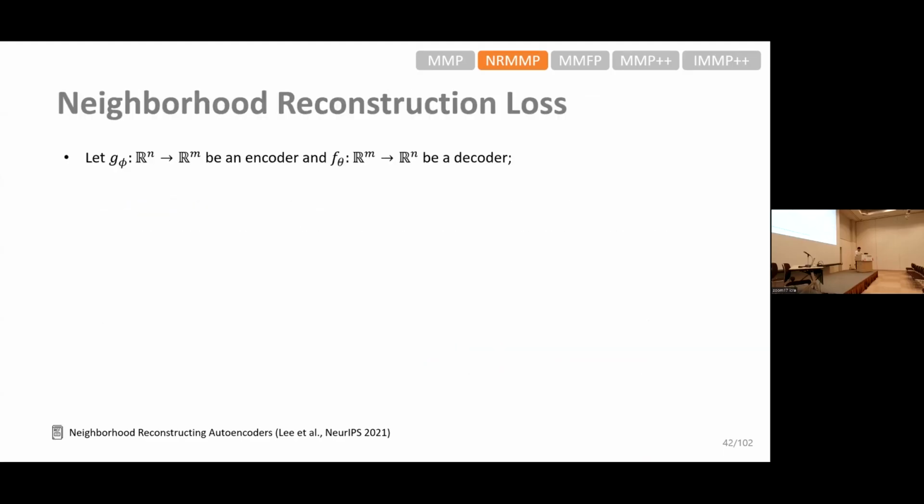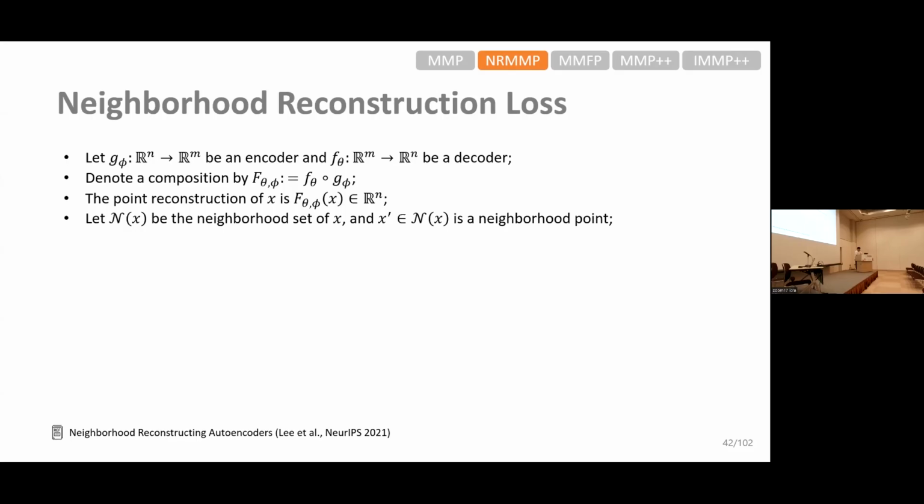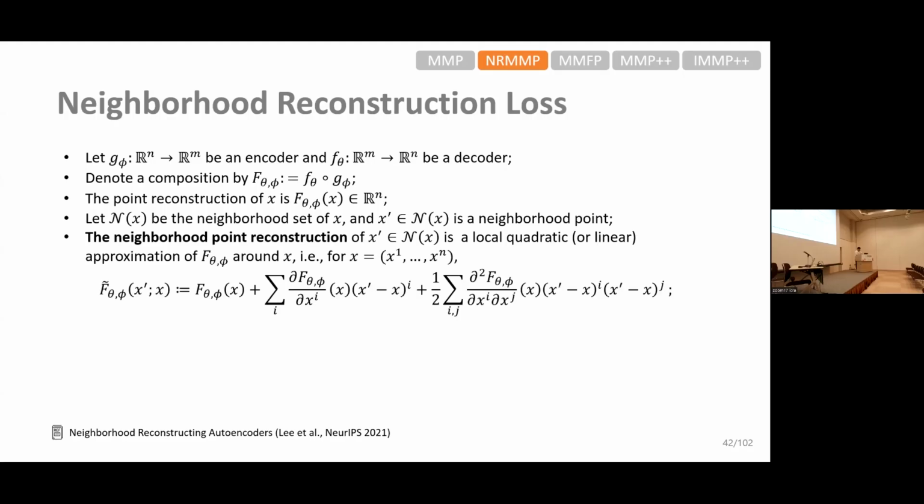We define a neighborhood reconstruction loss to address this issue. Let's take a look step by step. Let g be an encoder and f be a decoder, and define a composition map by capital F. Then F of x is a point, we're going to say a point reconstruction of x. And then given a neighborhood set denoted by N of x, consider a neighborhood point x prime in N of x. We define a neighborhood point reconstruction of x prime as follows.